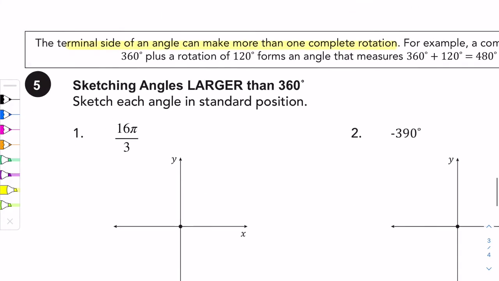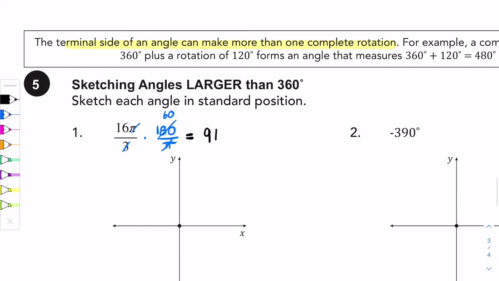Number 1 is positive 16 pi over 3. Let's start by multiplying that by 180 over pi. We're going to eliminate the value of pi. I notice that 3 goes into itself once and goes into 180 60 times. I also realize that 16 times 60 is 960. So we need to graph this.